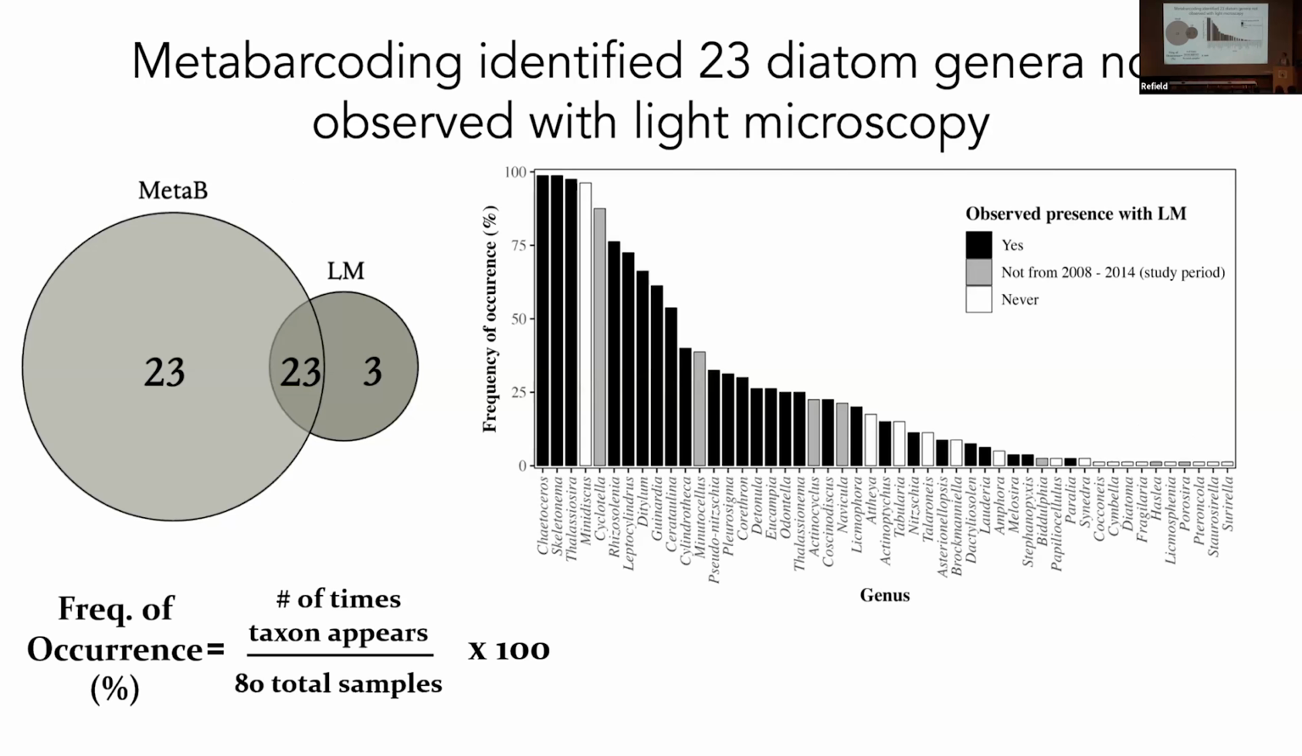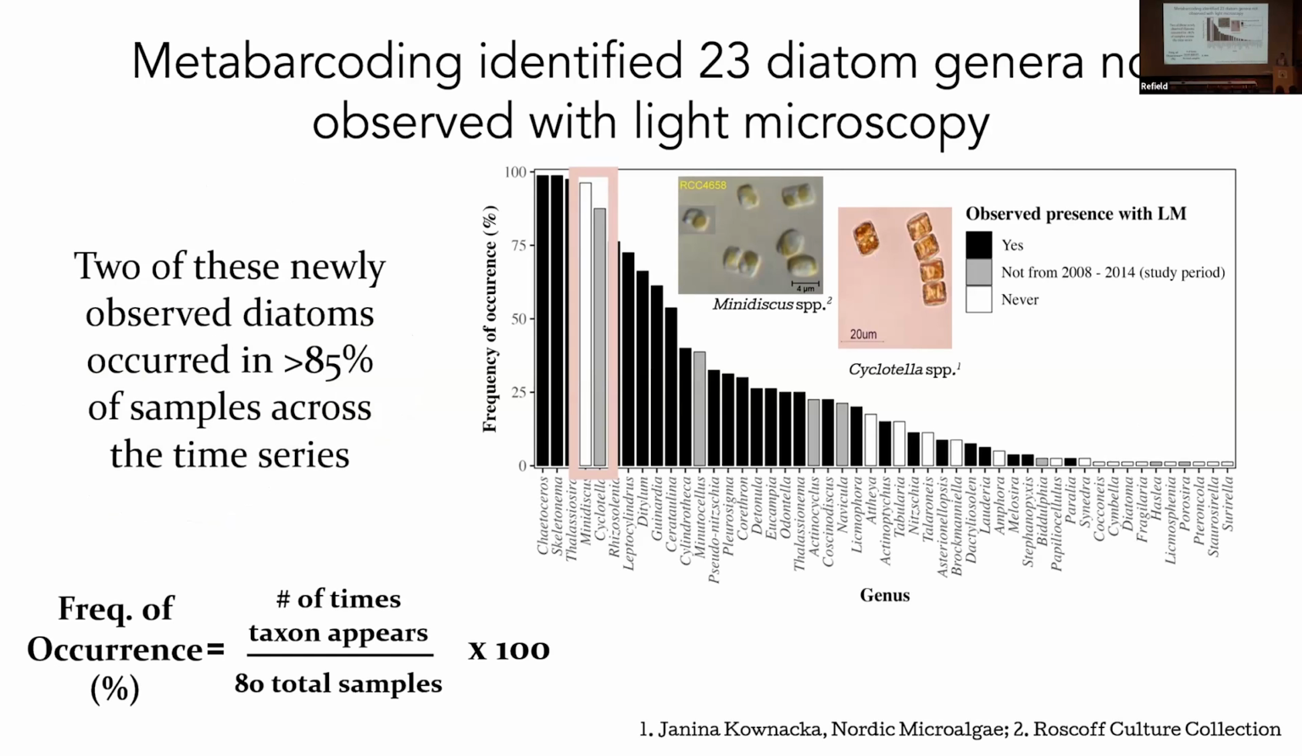And in fact, some of those diatom genera appeared incredibly frequently. This is a plot showing the frequency of occurrence, using the presence or absence data, and we calculate a frequency of occurrence shown by the equation on the bottom left. You can see that the bars are colored by the observed presence of these diatom genera within the light microscopy data set. If they're black, they were shown in the light microscopy data. If they're white, they were not observed in the entire time series at all. And if they're gray, they were not observed during our current study period. Two of these diatom genera, Menidiscus and Cyclotella, appeared in over 85% of the time series samples in our 6-year period, showing that they are frequently occurring in the time series and likely play ecological roles in the system.